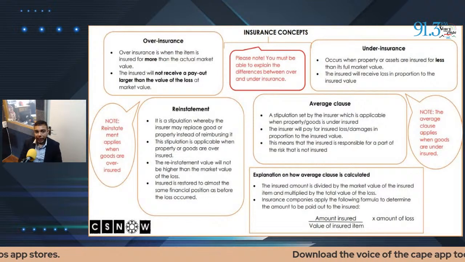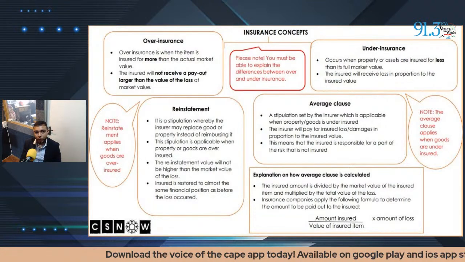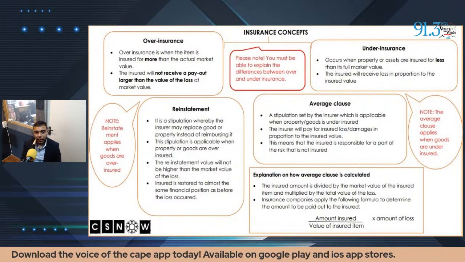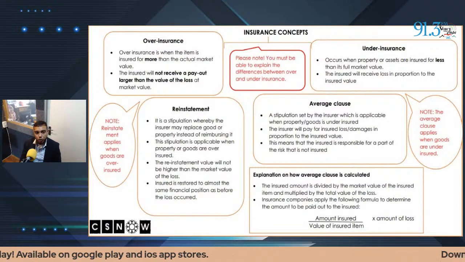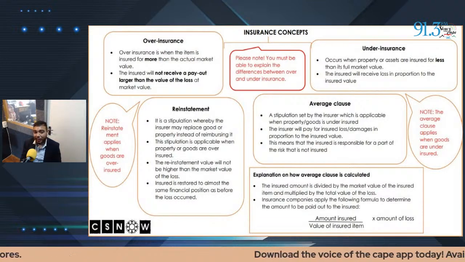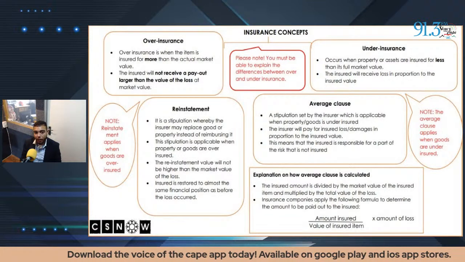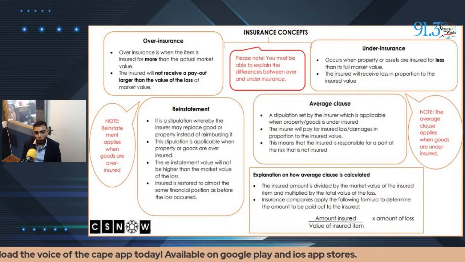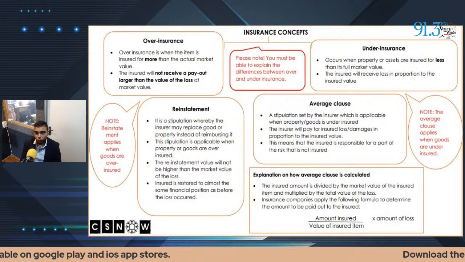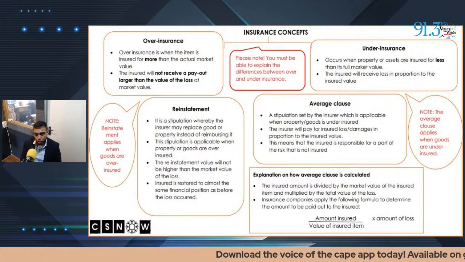Reinstatement is a stipulation whereby the insurer may replace the good or property instead of reimbursing it. This stipulation is applicable when property or goods are overinsured. The reinstatement value will not be higher than the market value of the loss. The insured is restored to almost the same financial position as before the loss occurred. So note, reinstatement applies when goods are overinsured, and the average clause applies when goods are underinsured.